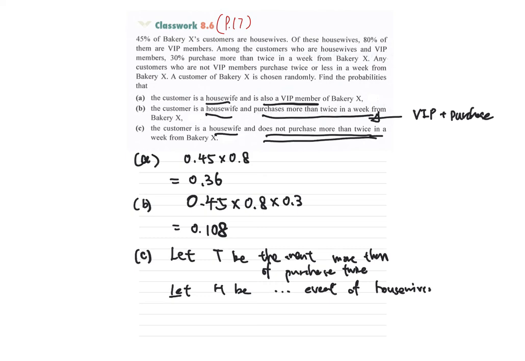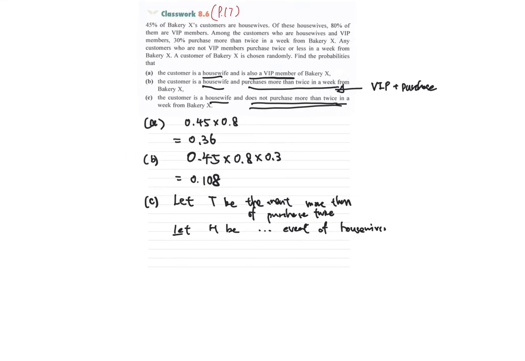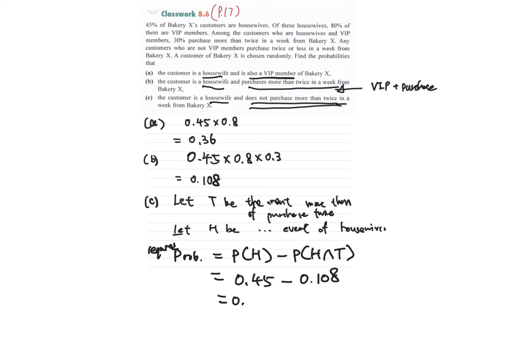So for part C, what you're doing is finding the required probability, which is the probability of housewife minus the probability of housewife and purchase more than twice in a week. So the probability of housewife is 0.45, and minus that one, which is also actually a VIP. So this is the answer for part B. So that's why the answer is just this one.